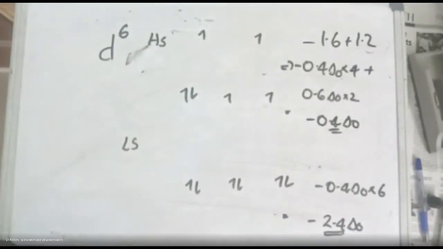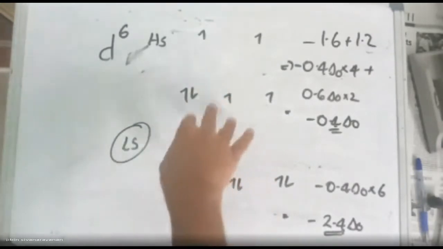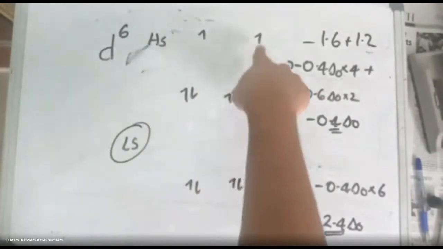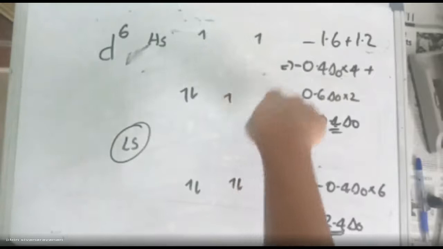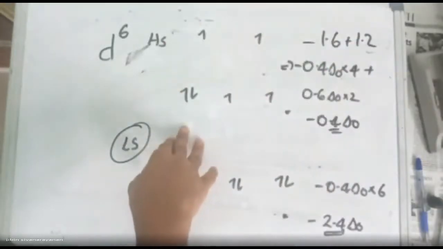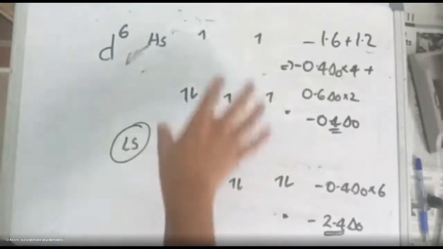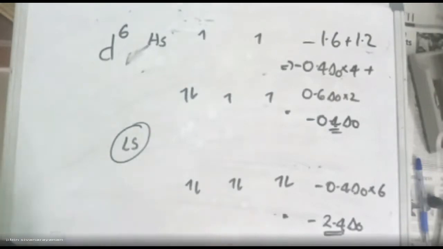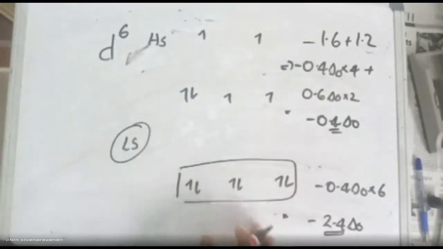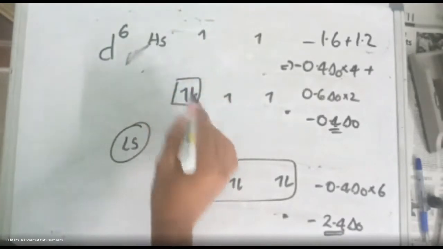Yes. And one more thing you have to keep in mind is that only for low spin cases do you have to consider the pairing energy. In low spin complexes, from the start itself the electrons get paired. But in the case of high spin, only after the completion of one set of filling do they get paired. Then we compare both configurations. In this set there are 3 paired orbitals, and here there is only 1 paired orbital.